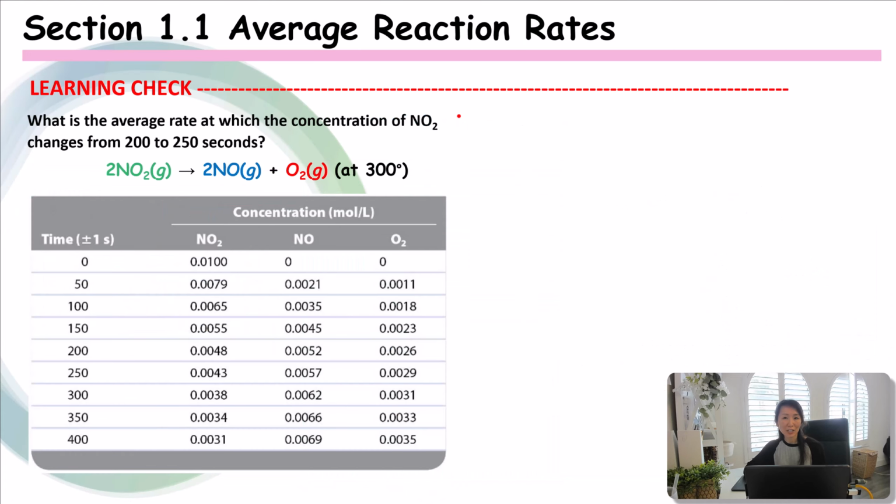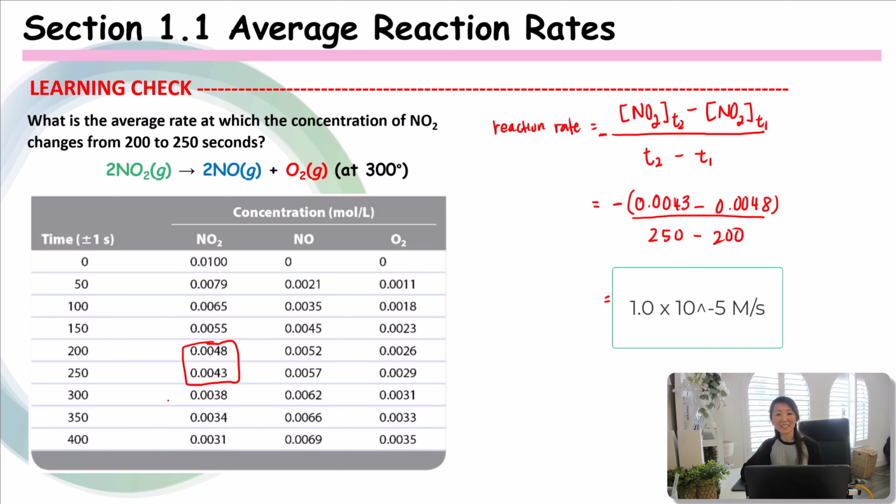Let's do a learning check based on what we have learned so far. What is the average rate? We're looking at the average reaction rate again, at which the concentration of NO2 changes from 200 to 250 seconds. So you're going to try this on your own and come back and check the key. And here is the key.